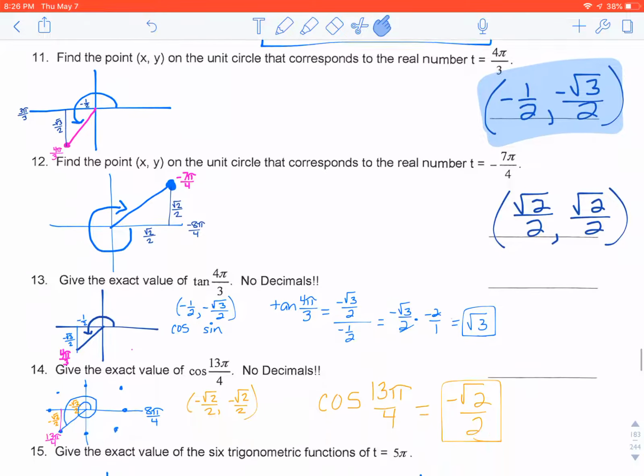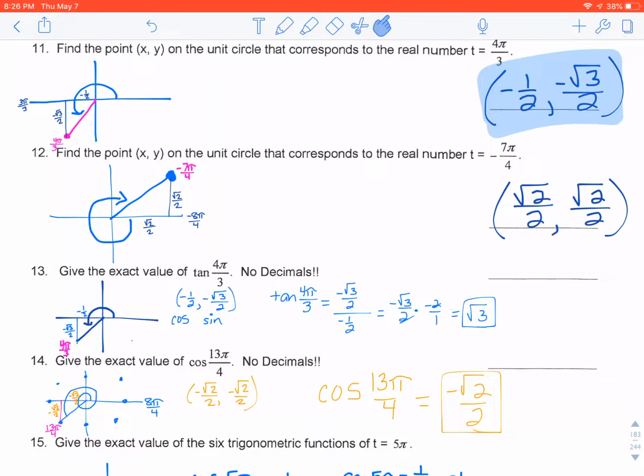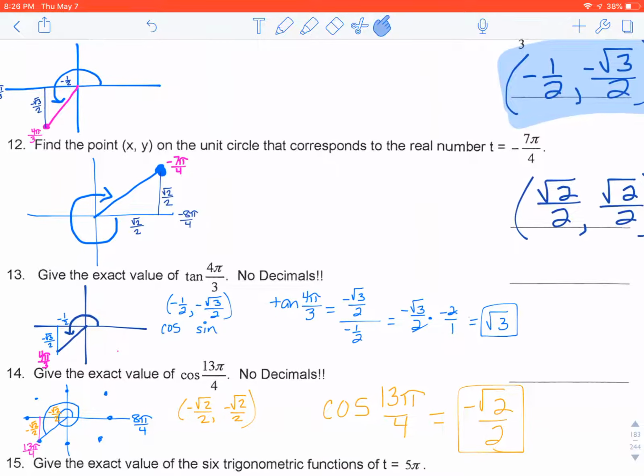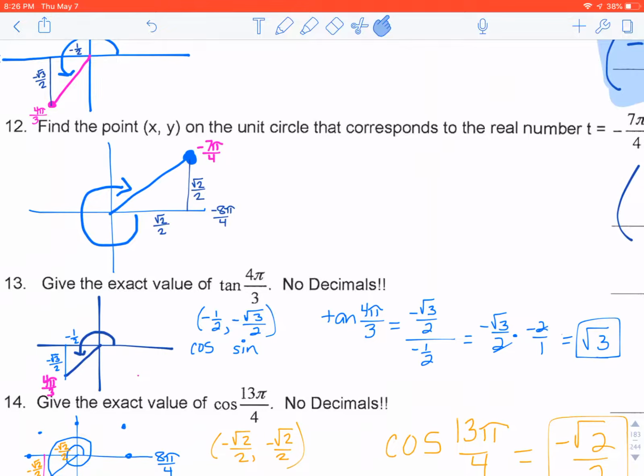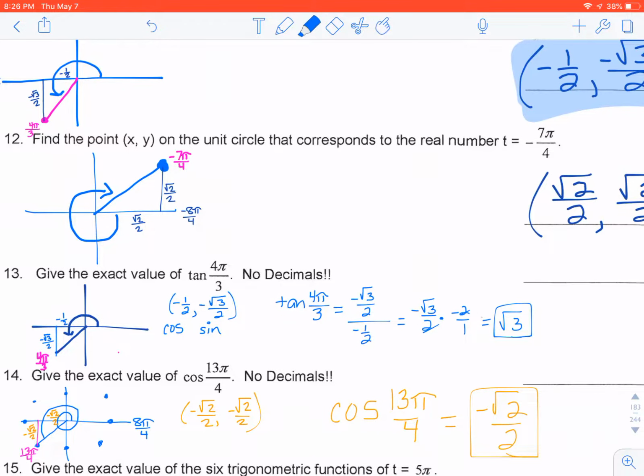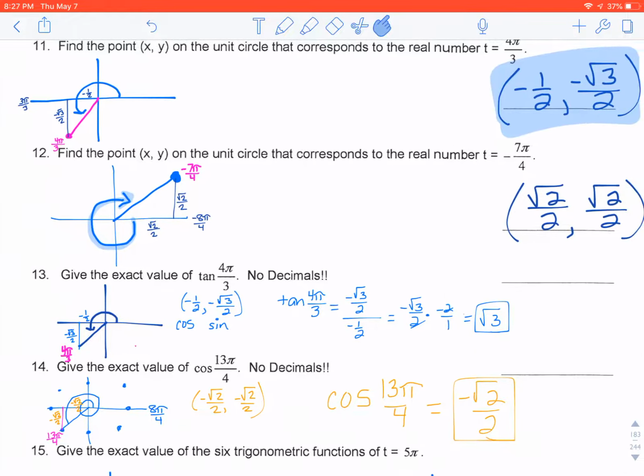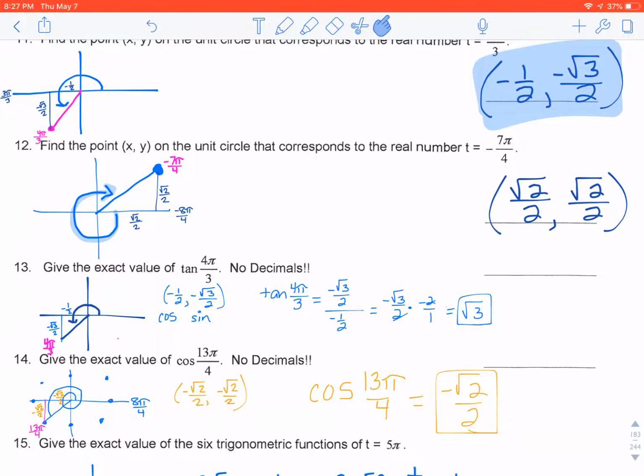Number 12 is similar. We're finding the point XY on the unit circle that corresponds to the real number t equals -7 pi over 4. Okay, so first find where that is on your unit circle. Okay, remember we're going this way because it's negative. It's family of 4. We're in quadrant 1, so we know that our points are square root 2 over 2, comma, square root 2 over 2. So that's your answer for 12.